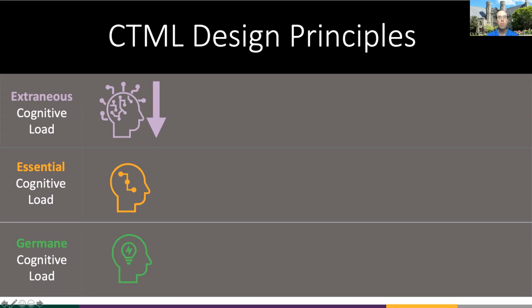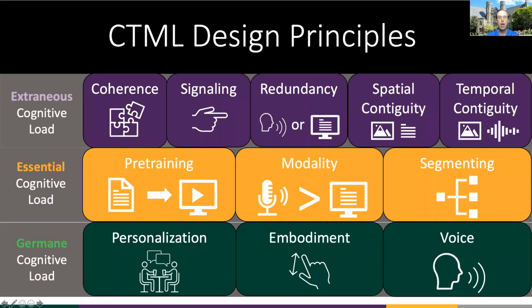And finally, you have germane, which is the sense-making portion of the processing, or in layman's terms, it's engagement in the learning. This is the very human component. Situated inside those three cognitive loads are a set of design principles that, when applied, have been shown to improve student learning outcomes. I've identified 11 here that we're going to touch on in today's presentation.